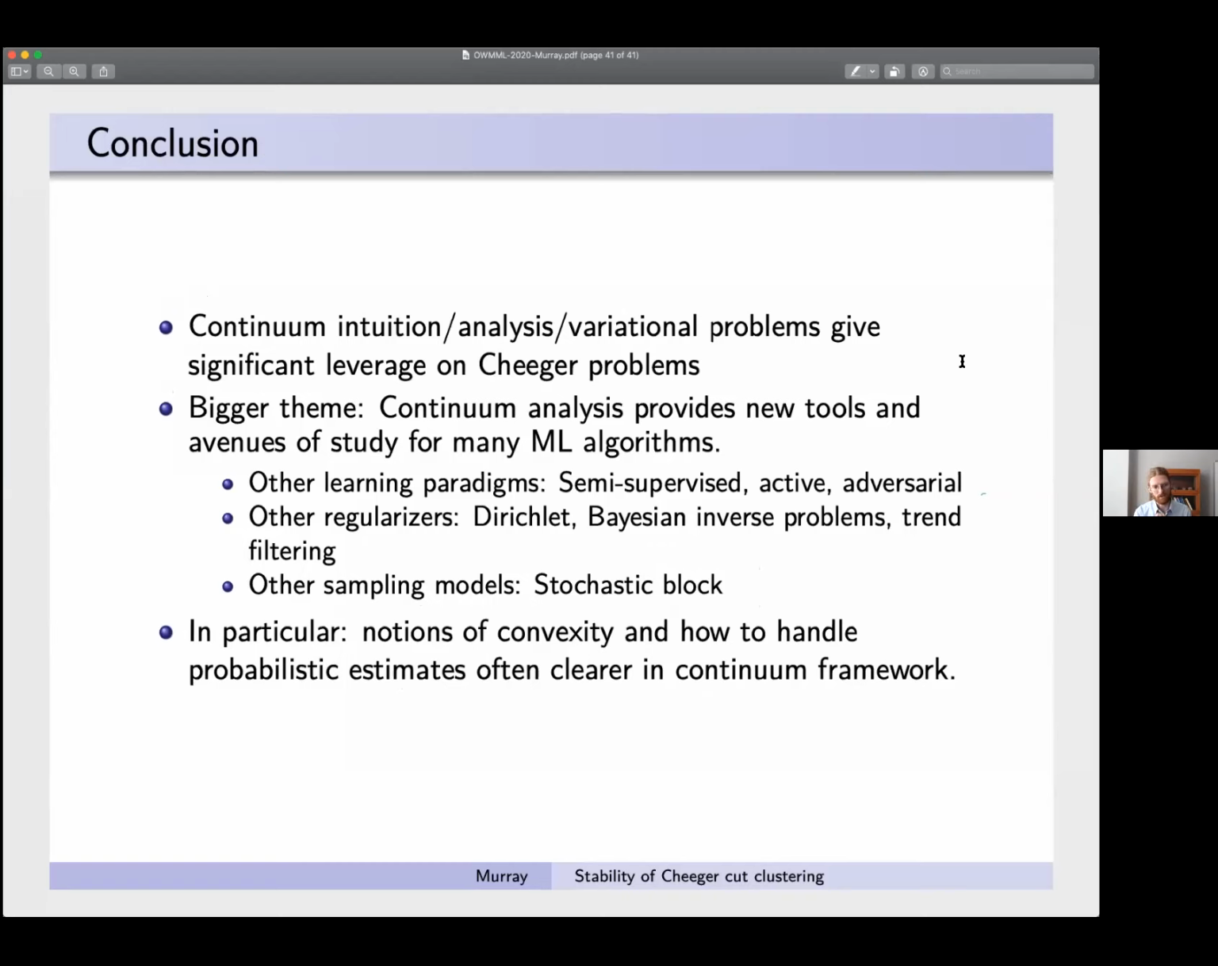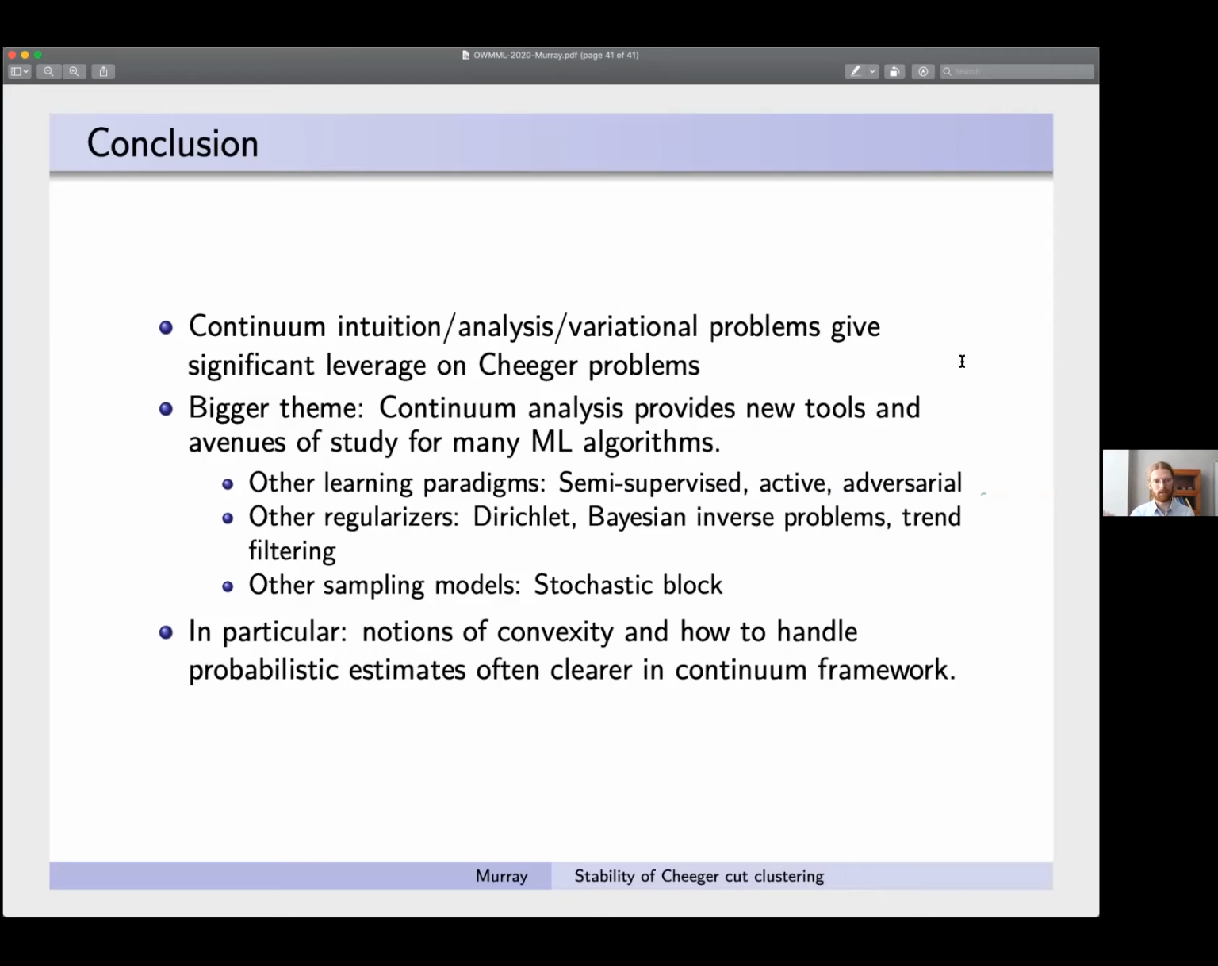In conclusion, one of the big messages I want to say today is that I hope you've got the impression that the intuition we get from continuum variational problems and their analysis actually gives us quite a bit of leverage in studying these Cheeger cut problems or clustering problems. But perhaps a bigger theme is that continuum analysis provides a lot of new tools and avenues for studying ML algorithms.